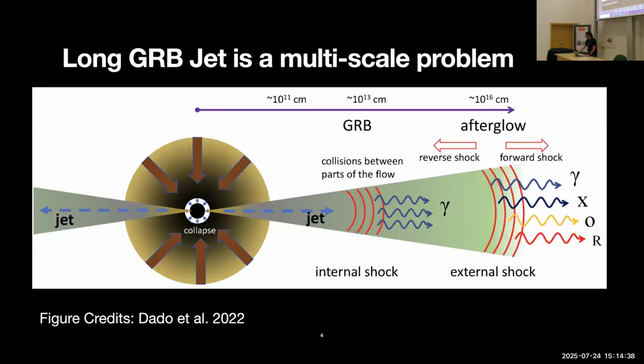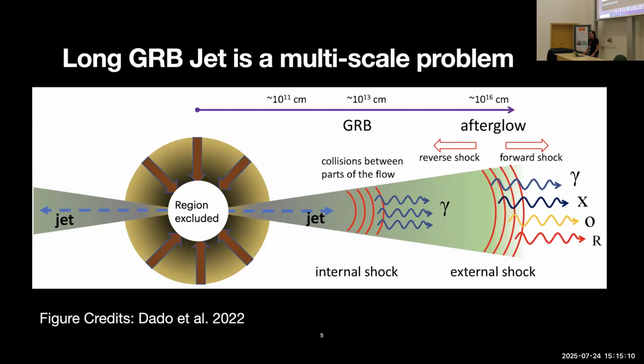The long GRB, as you know, has a multi-scale problem, and one single run is not enough. It's technically difficult to run in only one single run the complete evolution of the jet, because we need to evolve at least 6 or 11 orders of magnitude in which the jet has to interact with the progenitor star and the external environment.